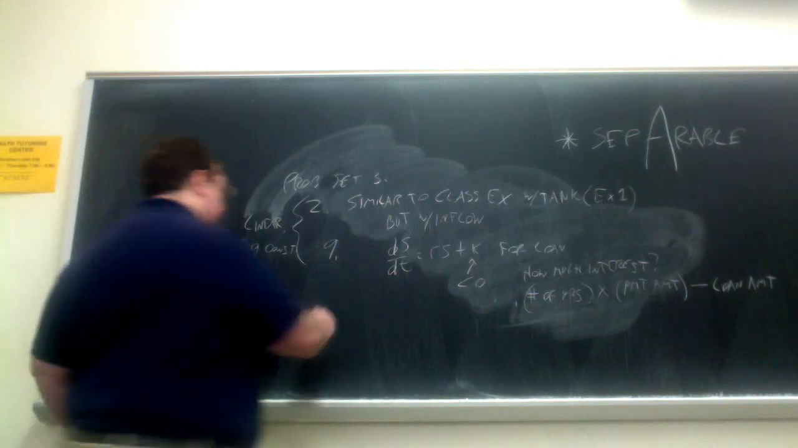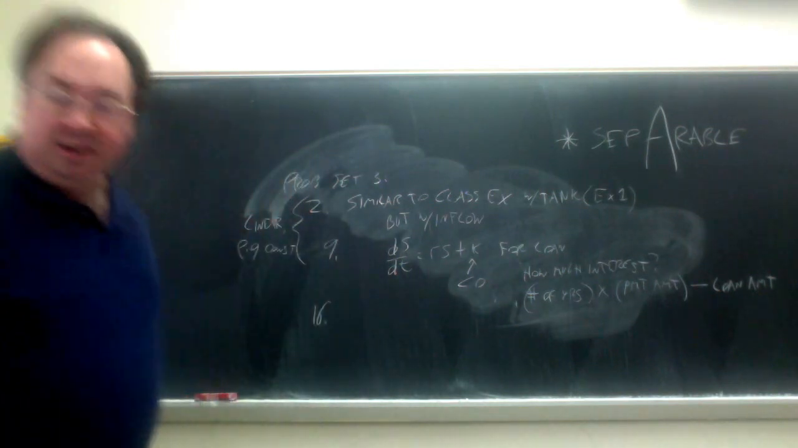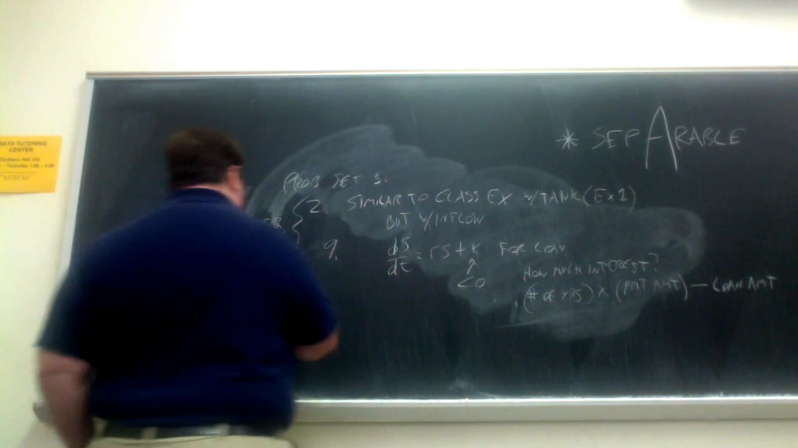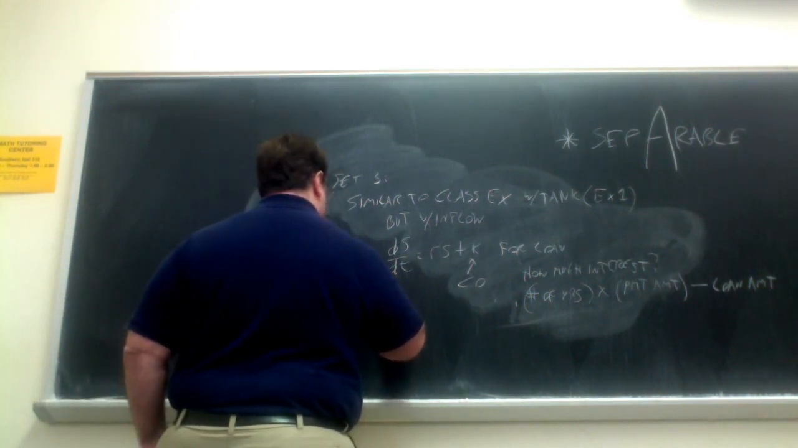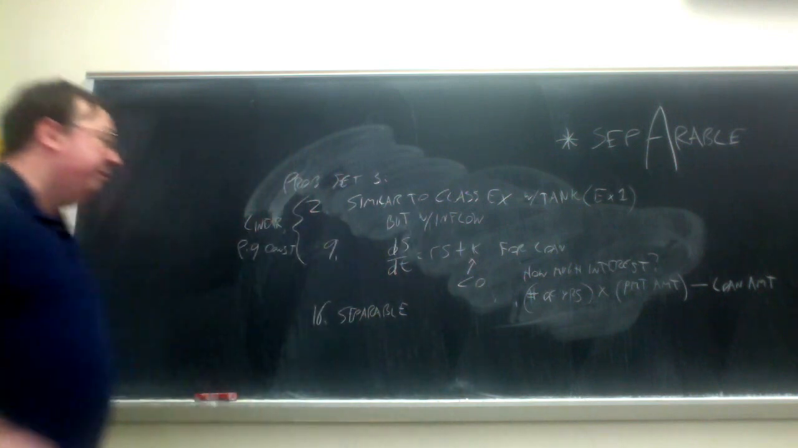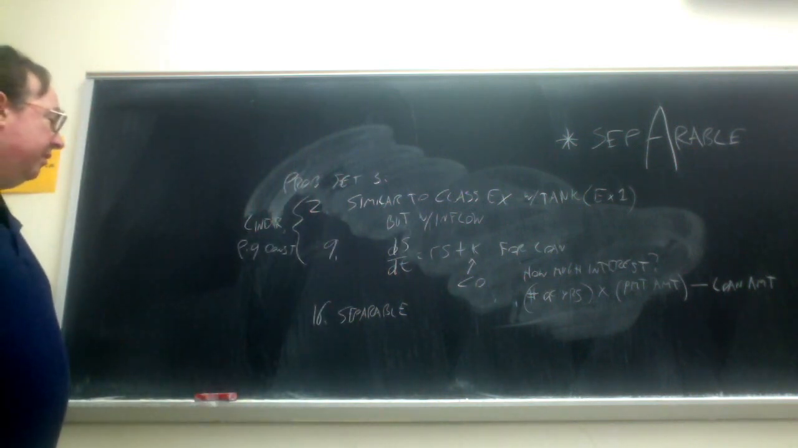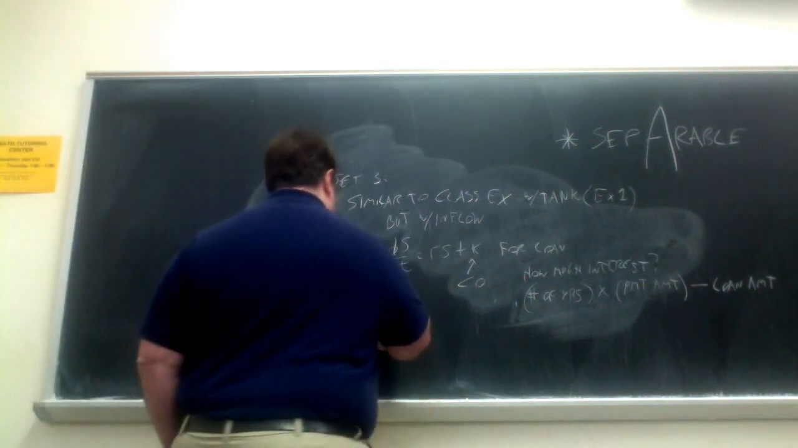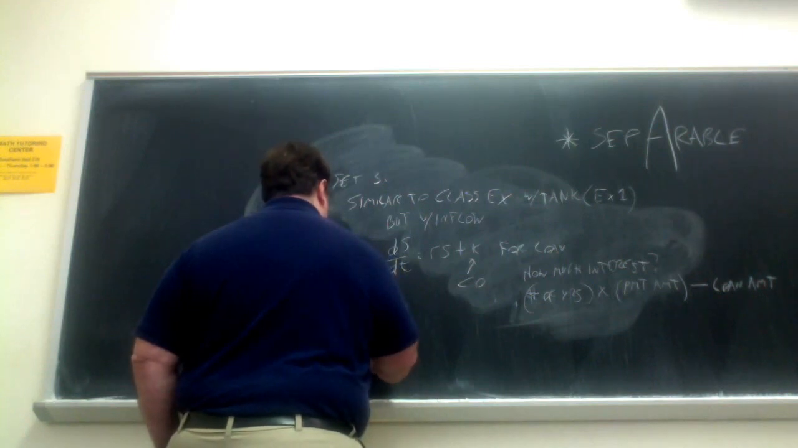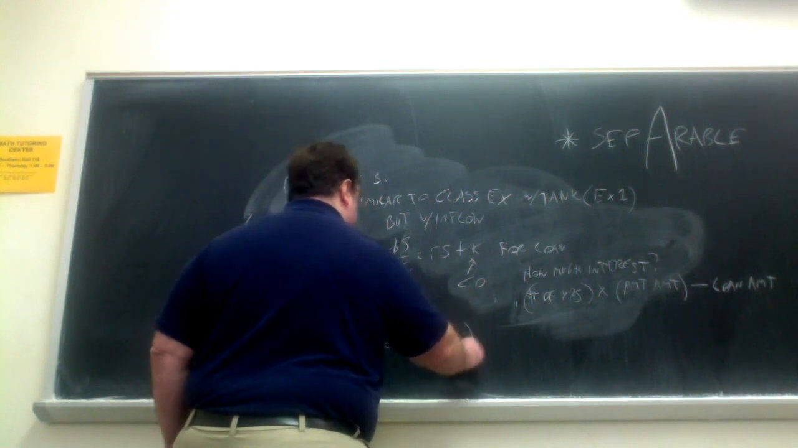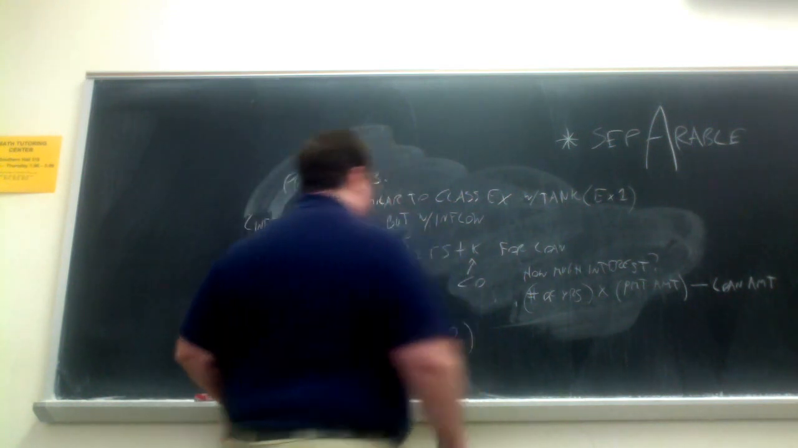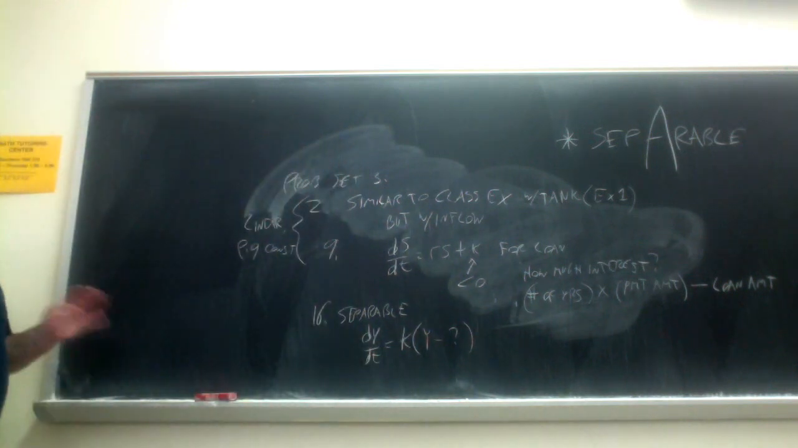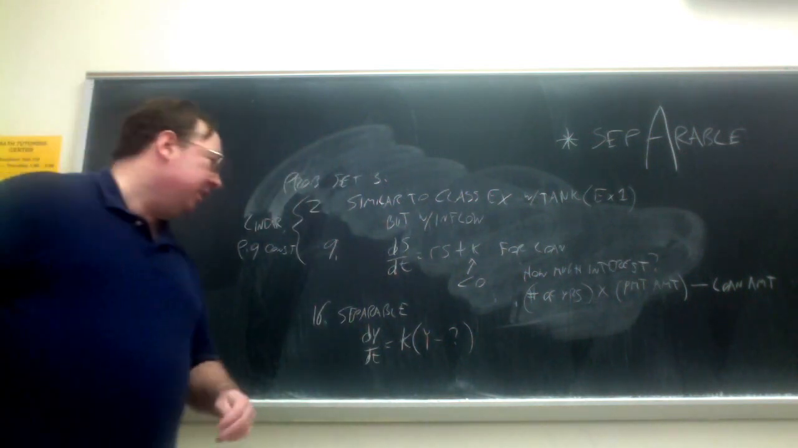The remaining problem, which is number 16, is about Newton's law of cooling. That is actually a separable equation. So the form is like dy/dt is equal to some constant k, times y minus something, and I'll let you look at the problem to figure out what that something should be.